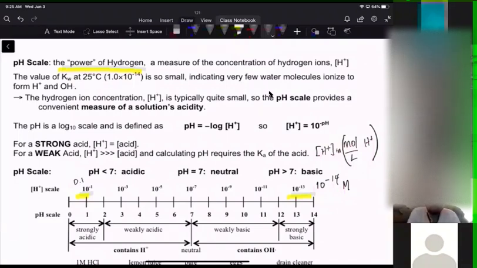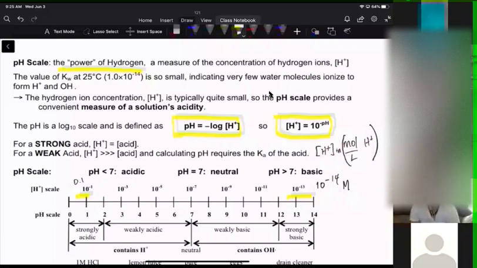Okay, so we're going to take that huge range from 1 or 0.1 all the way down to 10 to the minus 14, and we're going to take the log of that so that we get the exponent. We can talk about the exponents just in terms of like 0 to 14. That's much easier to keep track of for humans. So we will need these formulas, and here's how we go backwards. If we need to find out how much H plus is in solution, we're going to reverse that. We're going to take 10 to the minus pH.